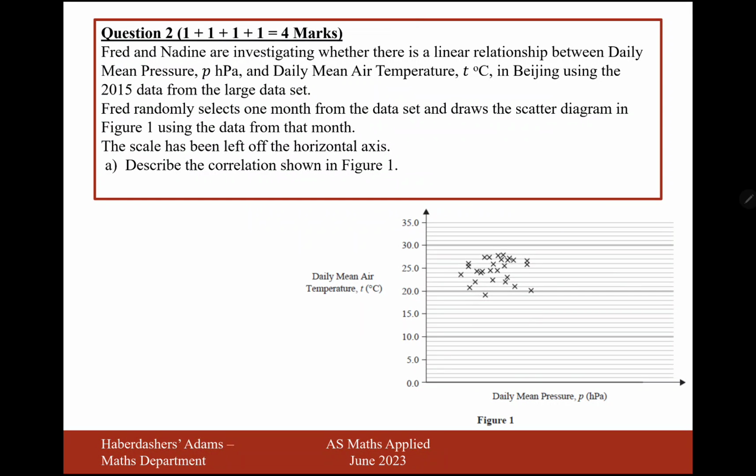Question 2. Fred and Nadine are investigating whether there is a linear relationship between daily mean pressure in hectopascals and daily mean air temperature in degrees Celsius in Beijing using the 2015 data from the large dataset. Fred randomly selects 1 month of the data and draws a scatter diagram. In figure 1, using the data from that month, the scale has been left off the horizontal axis.